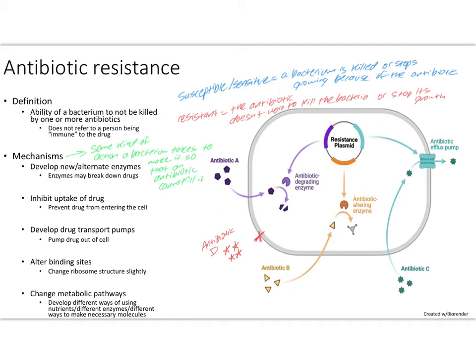The third mechanism of antibiotic resistance is the development of drug transport pumps, and that is one that is shown here. We have our resistance plasmid in the center here, and one of the genes on that plasmid codes for this antibiotic degrading enzyme. Another one, though, codes for a protein that acts as what we call an efflux pump.